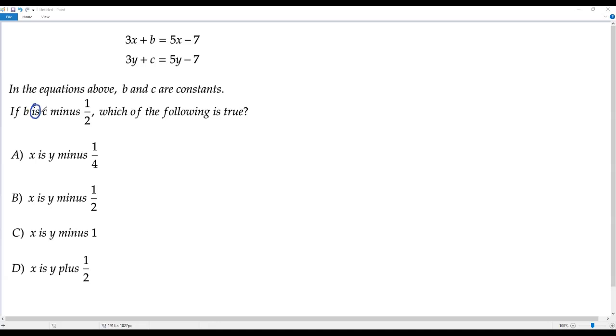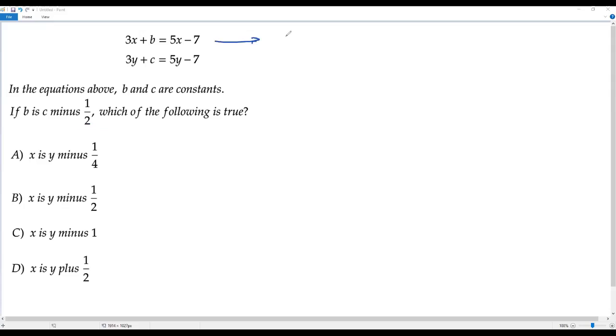So "b is" means in mathematics we can write equal to, so instead of "is". So that means b equals c minus 1 over 2. So in the given two equations, wherever I find b, it can be replaced by this stuff, that is c minus 1 over 2. So we find b only in the first equation. So let me replace this b in the first equation by c minus 1 by 2.